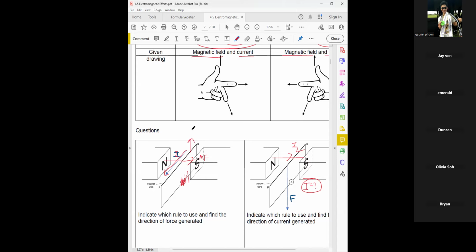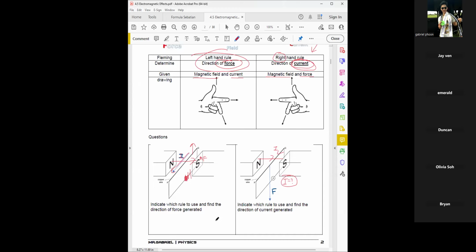So if you successfully place your finger properly, you'll have your index finger pointing to the right, your middle finger pointing towards you, and if you open up your thumb, you'll have your thumb pointing upwards. Okay, so this is how you use Fleming's left hand rule and right hand rule. Want me to give you guys some examples to ensure that you know what to do? Yes, please, I need them.